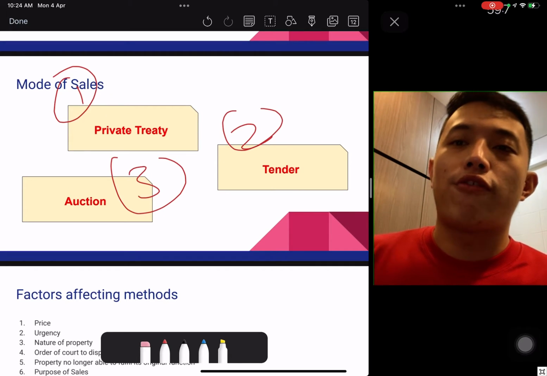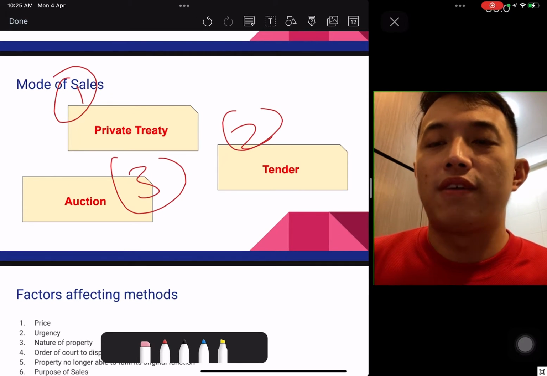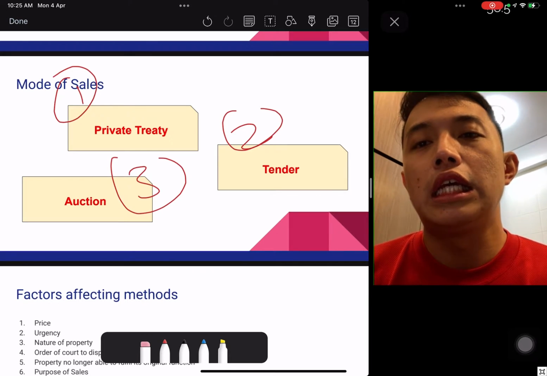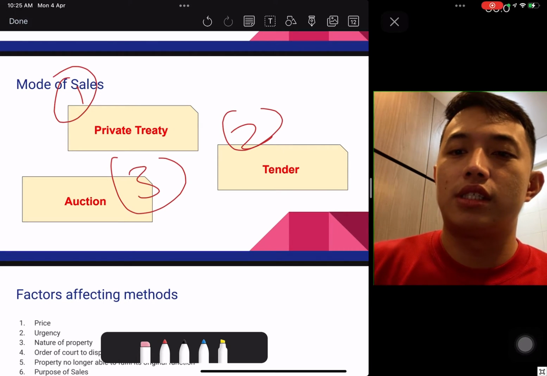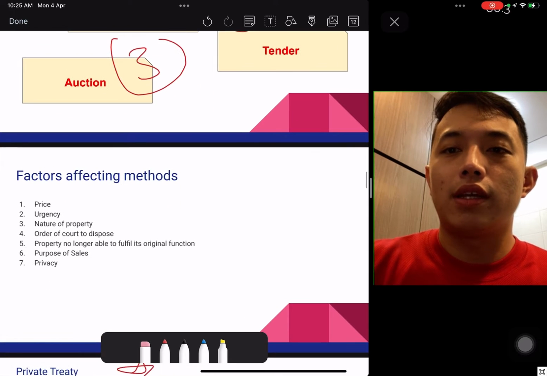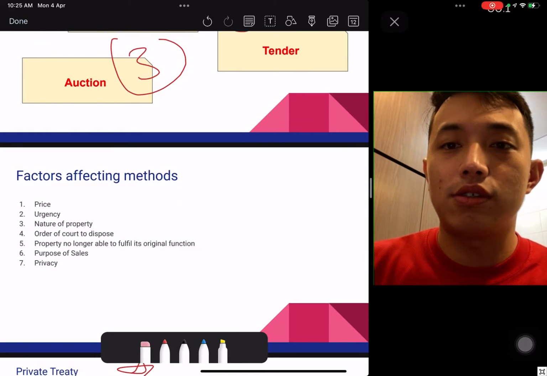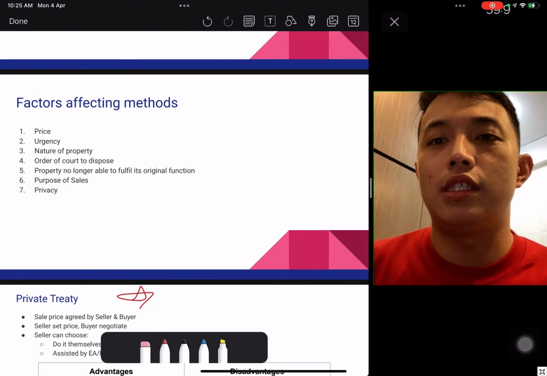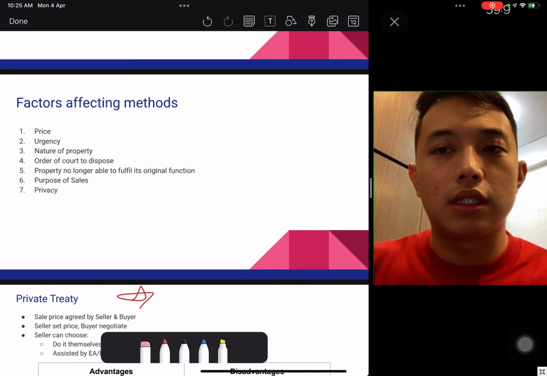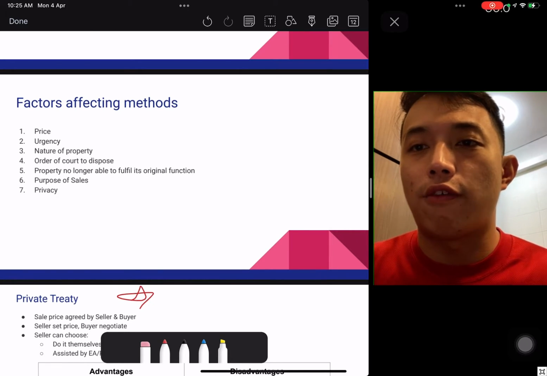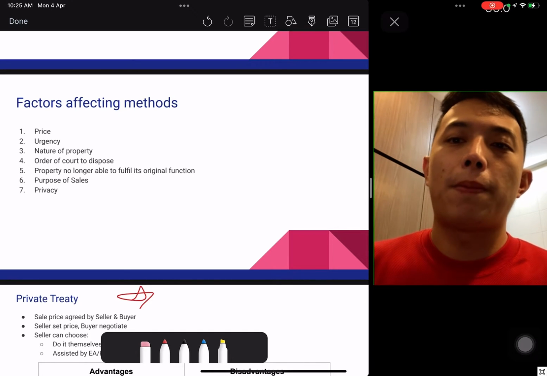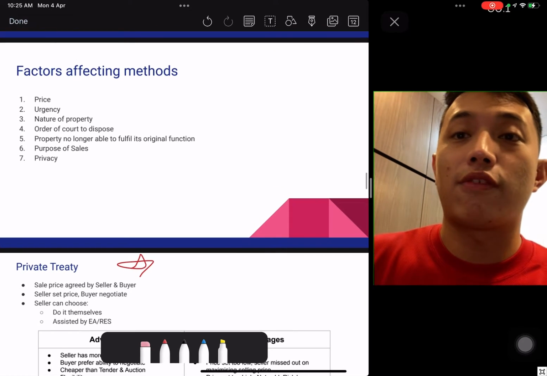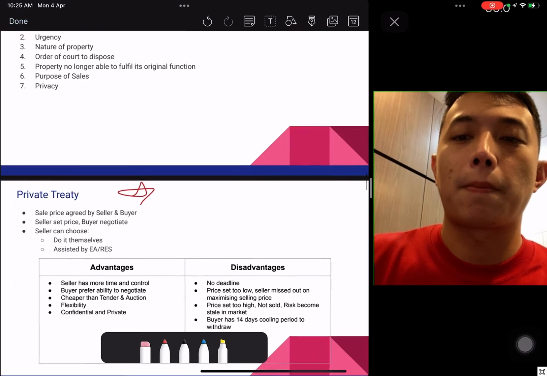So for the mode of sales, firstly will be the private treaty, tender and auctions. What will affect the methods of sales, such as price, agency, nature of property, court order, property no longer fulfilling its function, purpose of sales, or privacy. These are some factors that affect the methods.